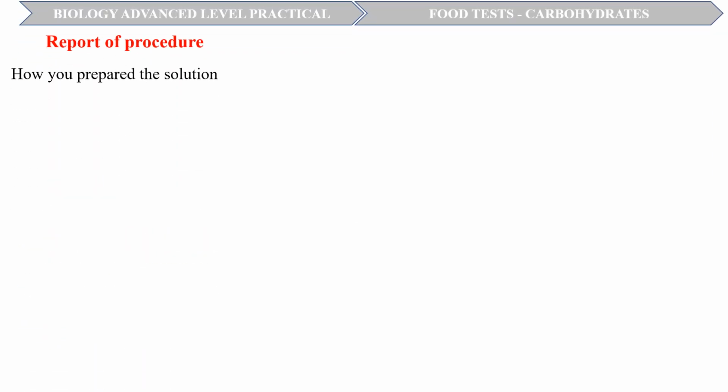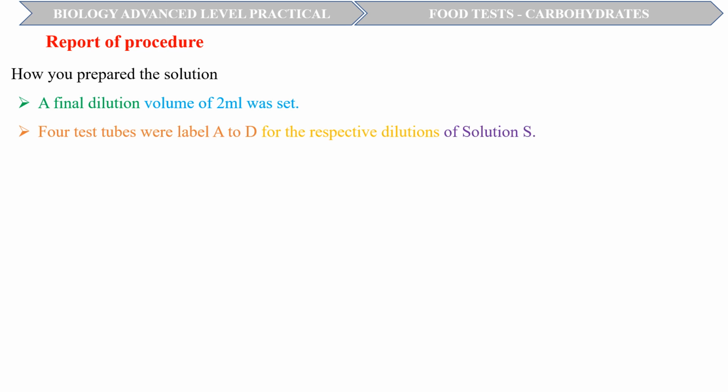You will be required to report how you made the dilutions. A sample report of this procedure would be: a final dilution volume of 2 milliliters was set. 4 test tubes were labeled A to D for the respective dilutions of solution S. Tube A to hold the 100% or undiluted solution. Tube B to hold the 75% diluted solution. Tube C for the 50% dilution. And tube D for the 25% dilution.